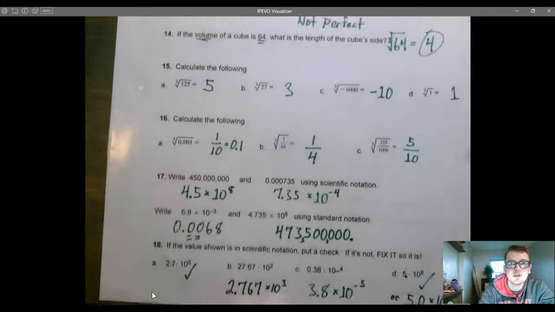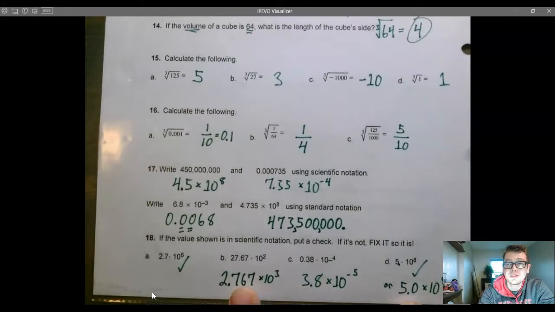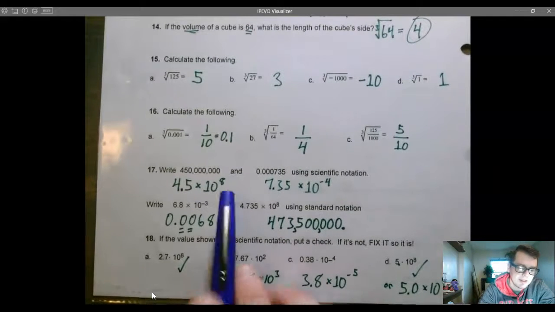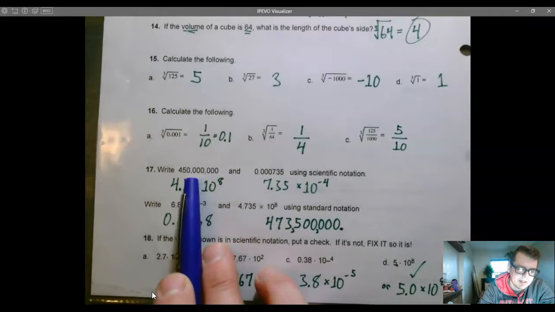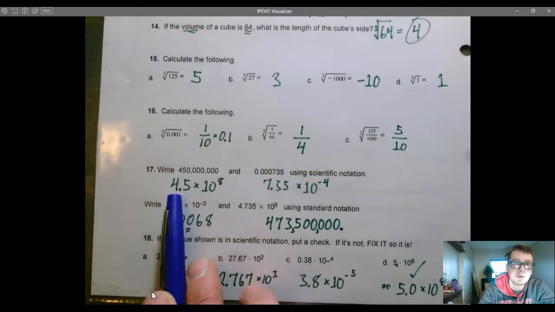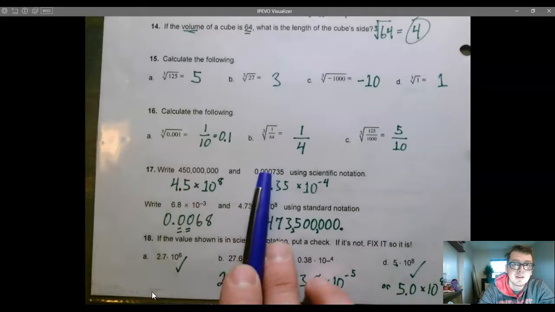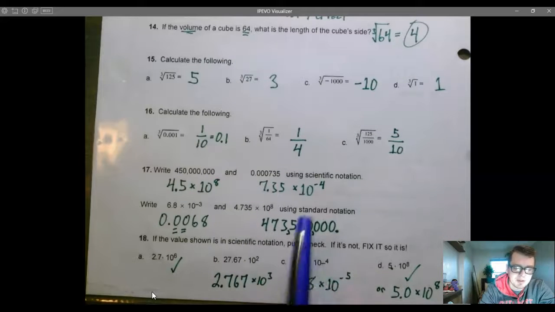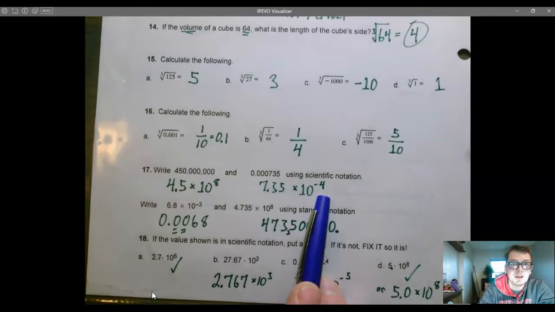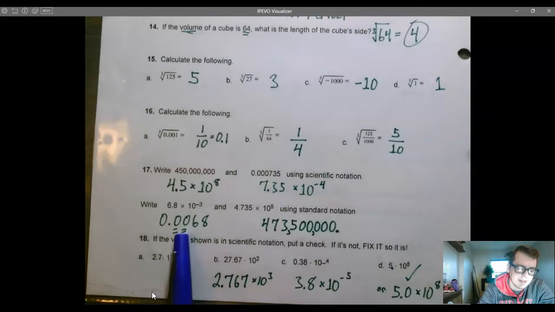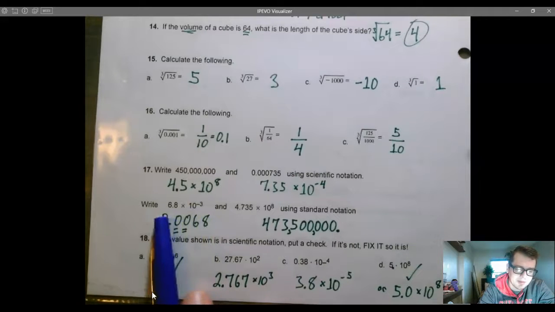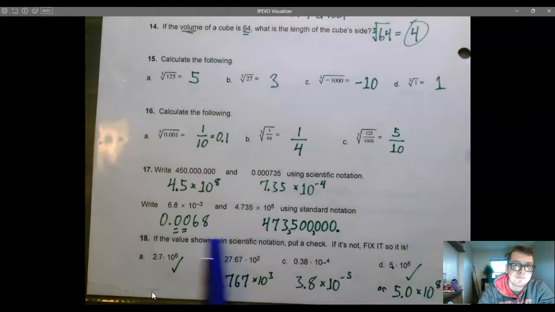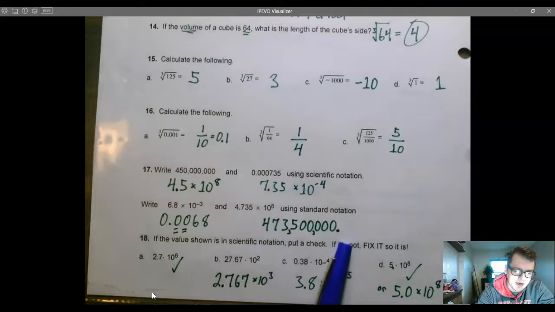Our scientific notation questions caught a couple people. Just double check counting your spaces. So 3, 6, 7, 8 to get the decimal right between the 4 and the 5. And here we're going to have to go backwards. We're going to have to go to the left to get back to the original value. So that's why our power is going to be negative. Writing these back in standard notation, if we bump the decimal to the left 3 places, we end up with 2 extra zeros.